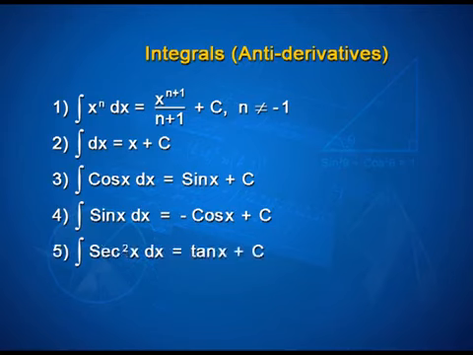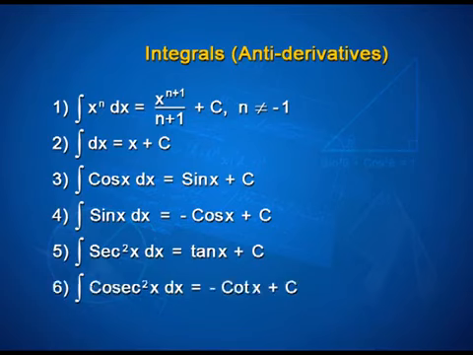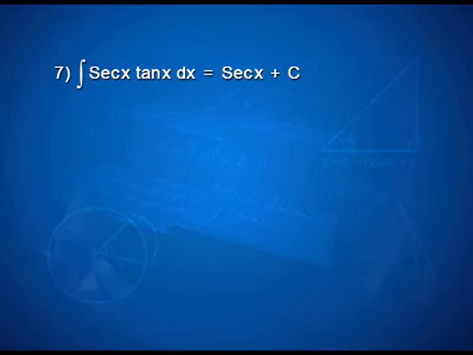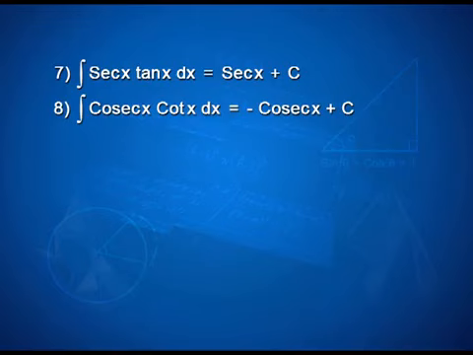Fifth, ∫sec²x dx = tan x + c. Sixth, ∫cosec²x dx = -cot x + c. Seventh, ∫sec x tan x dx = sec x + c. Eighth, ∫cosec x cot x dx = -cosec x + c.